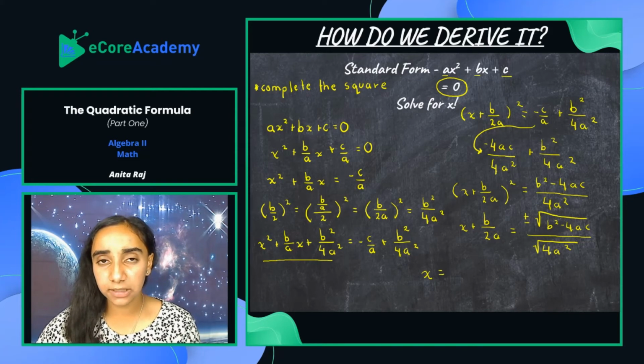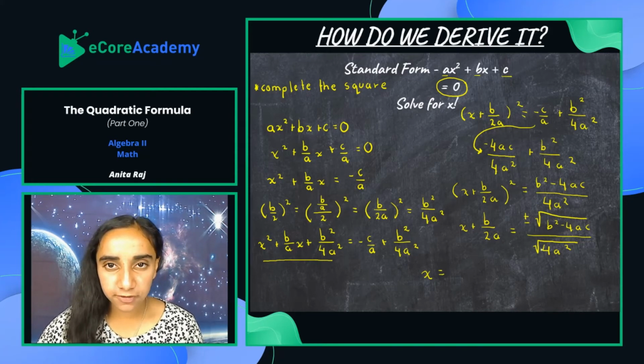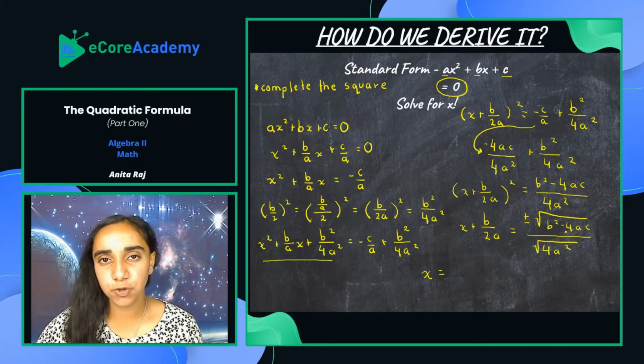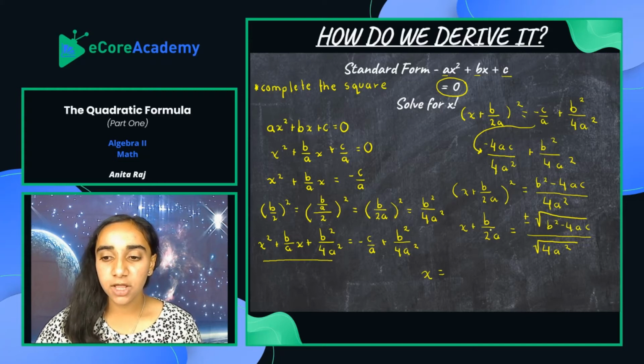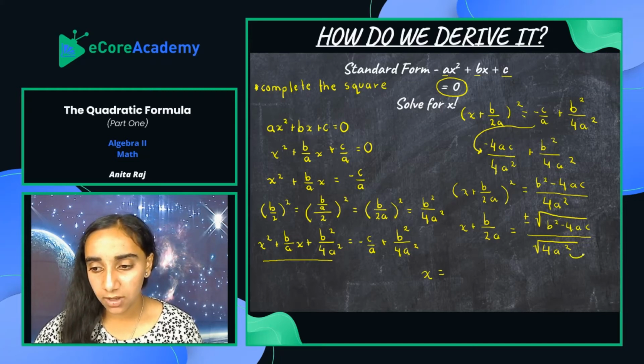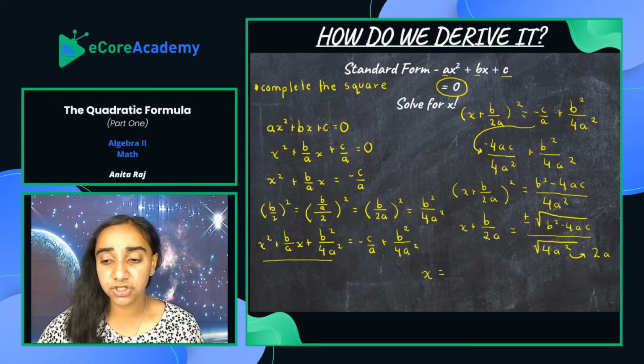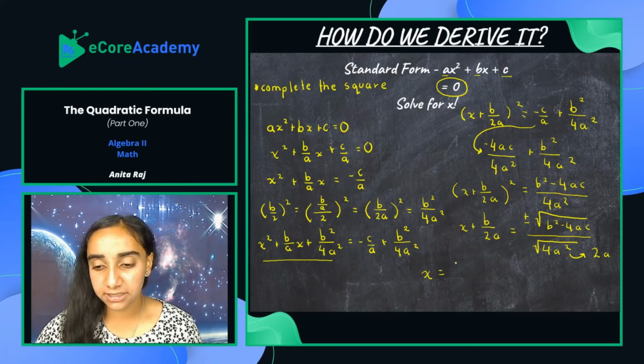However, if you look at the denominator, 4 is a perfect square and a squared is a perfect square. So the square root of 4a squared is 2a. 2a times 2a is equal to 4a squared. Therefore, if this becomes 2a, then that means this b over 2a on the left-hand side of the equation has a common denominator with whatever's on the right-hand side of the equation. So I'm going to subtract b from both sides.